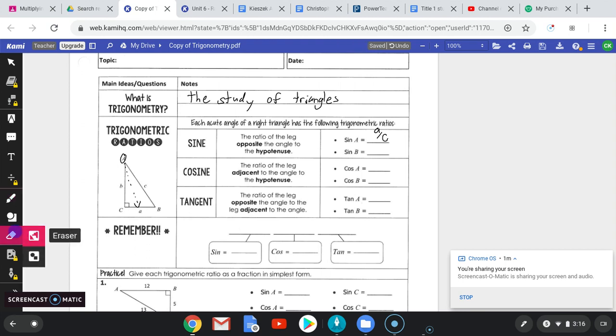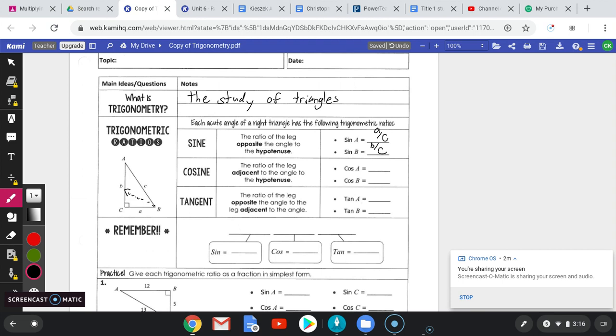What happens if the ratio was in terms of angle B instead? The side that's opposite of angle B is little b in this case, but the hypotenuse is still c. That's the ratio for sine.